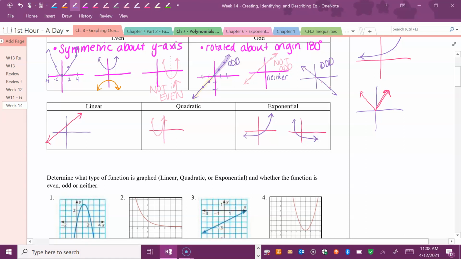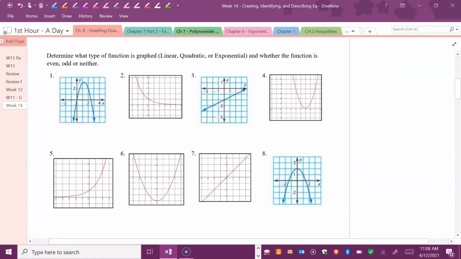So all we're going to do down here is just describe whether this is even, odd, or neither, and tell if it's linear, quadratic, or exponential. So really quick, I'm just going to go through. This is a quadratic. This is exponential. This is linear. This is a quadratic. This is exponential, quadratic, linear, quadratic.